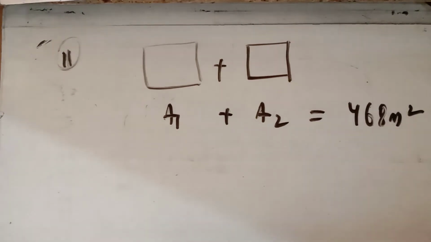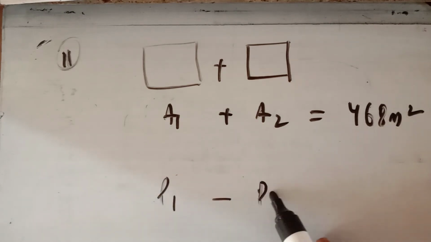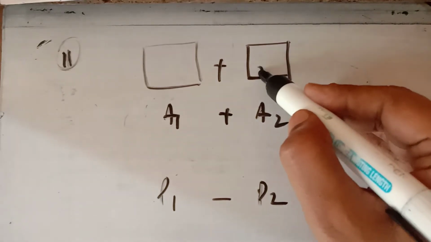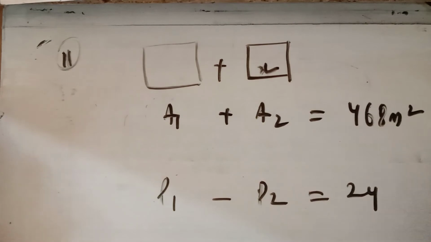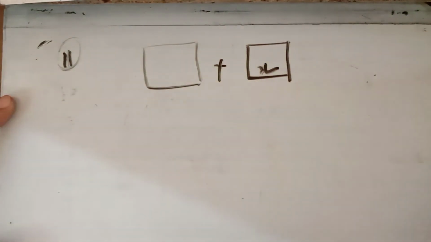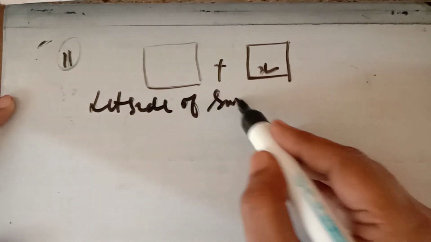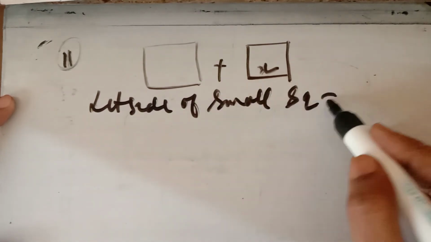And the difference of their perimeters is given as 24. The difference of their perimeters is given as 24. Find the sides. You have to find the side of the 2 squares. So let the side of the smaller square be x. I'm taking the side of the smaller square as x. Let the side of the smaller square be equal to x.